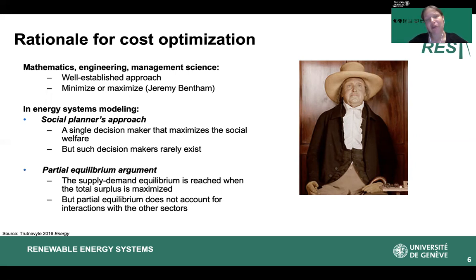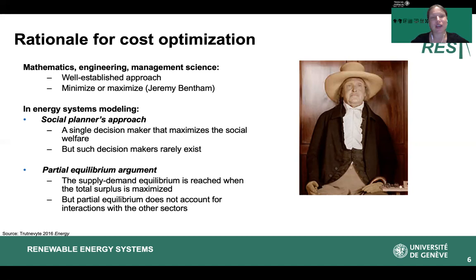Another argument that is closely interlinked with the first one is the partial equilibrium argument, which says that supply and demand equilibrium is reached when the total surplus is maximized, which is equivalent to minimizing total system cost. Yet in the case of energy system models, we know this is just a partial equilibrium model, meaning that interactions with many other sectors outside the energy system are not covered. So to some extent, this cost optimization reasoning works, but perhaps not fully.